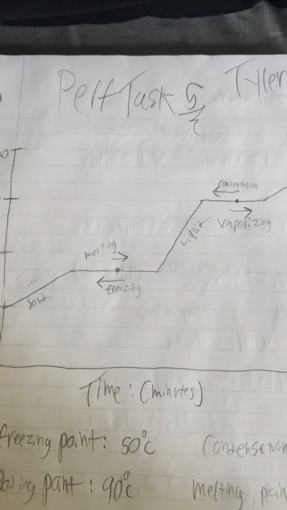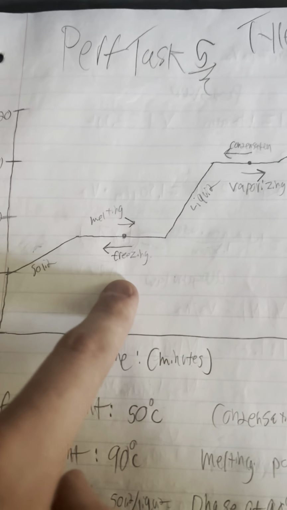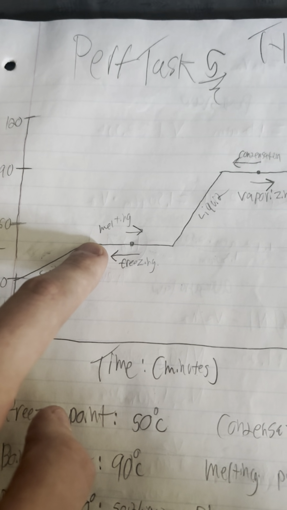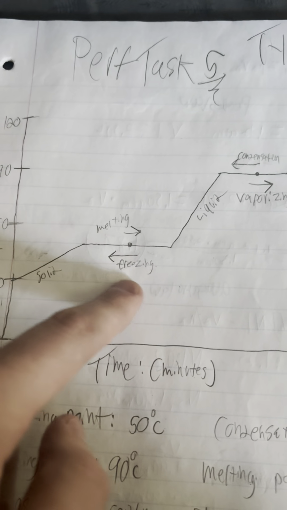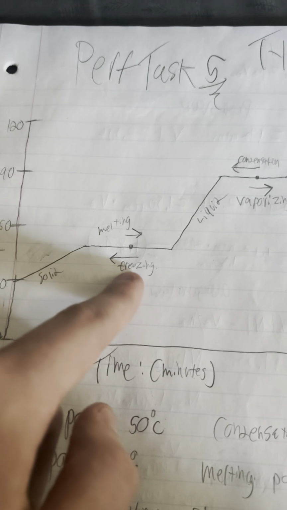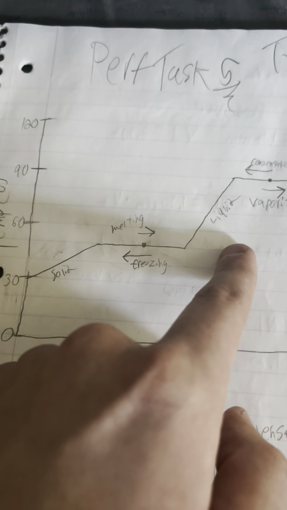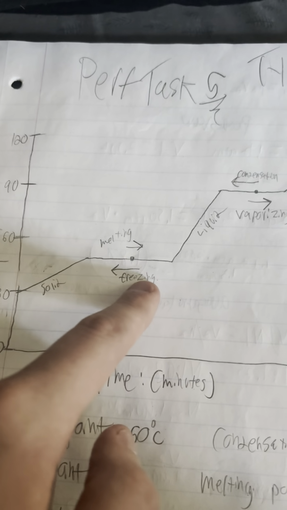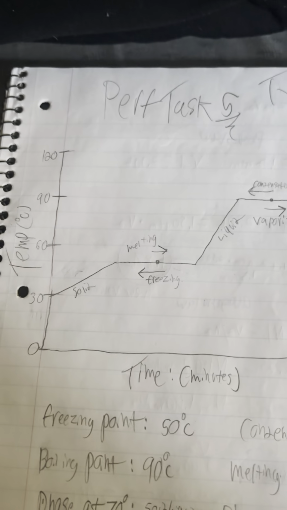All right, next is the freezing point. We're going to move back. The freezing point is usually located with the melting point. Freezing would turn the substance back into a solid. Melting would turn this substance into a liquid. So the freezing point would also be located at 50 degrees Celsius.